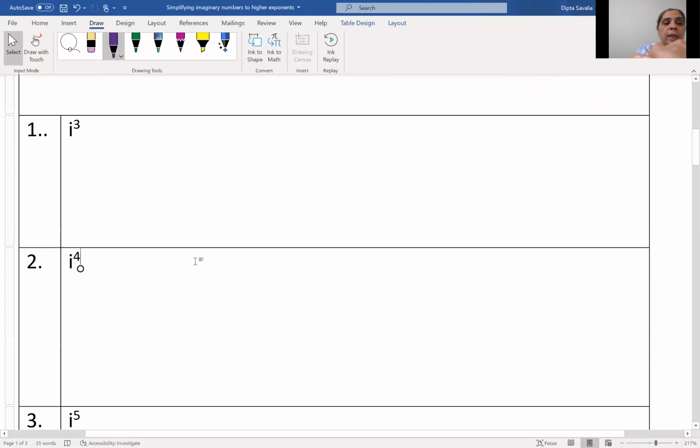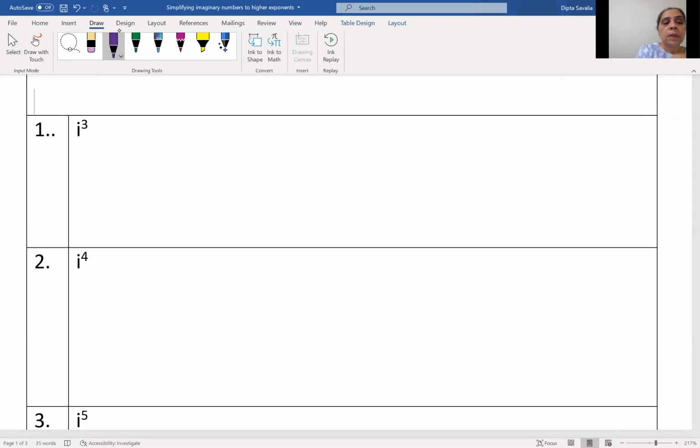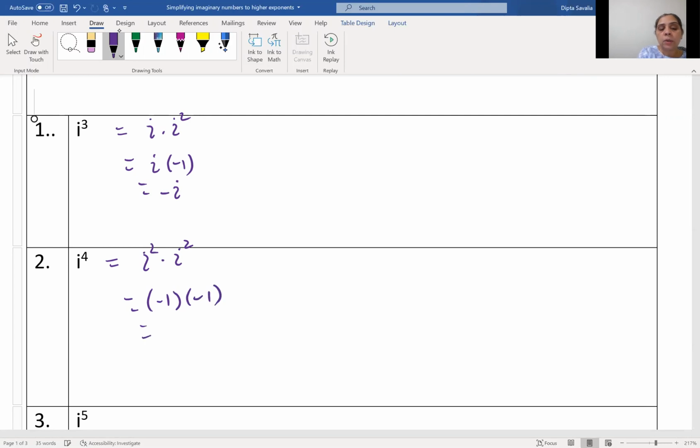So first one we have i cubed. We can write it as i times i squared. So i squared is -1, so you will get negative i. For i to the fourth power, you can write i squared times i squared. So -1 times -1, you will get +1.